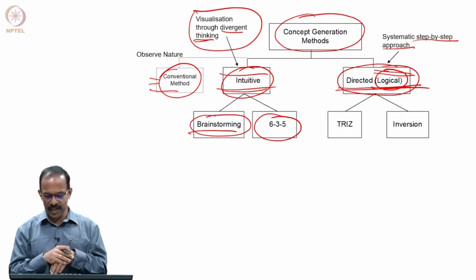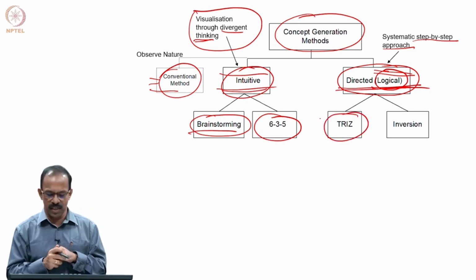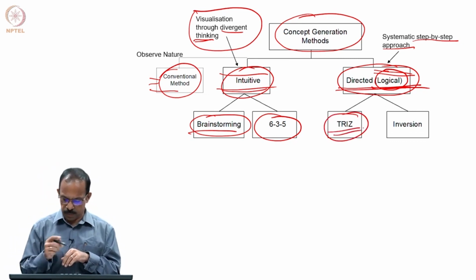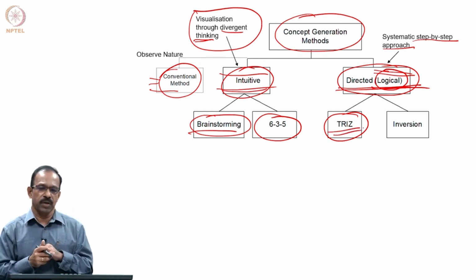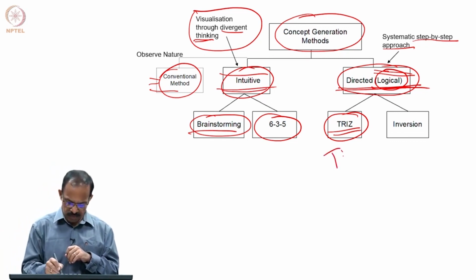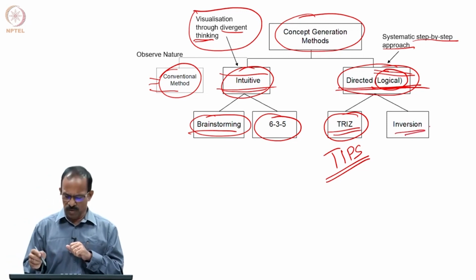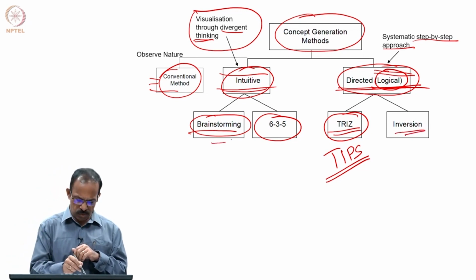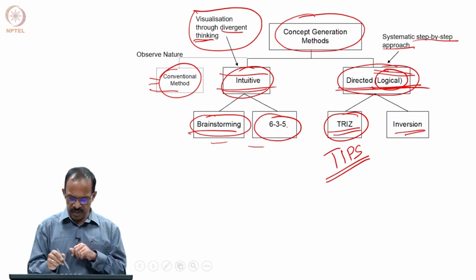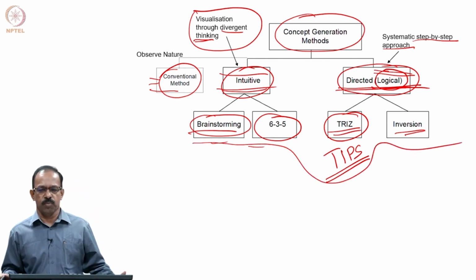Again we will see what it is later, and one of the very famous and very effective methods in logical is known as TRIZ. TRIZ is a Russian acronym for theory of inventive problem solving, also known as TIPS, theory of inventive problem solving. Another method is known as inversion. We will not go into all the methods, we will look into these three methods, brainstorming, 635 and TIPS, and see how these methods can be used to come up with creative solutions for design problems.